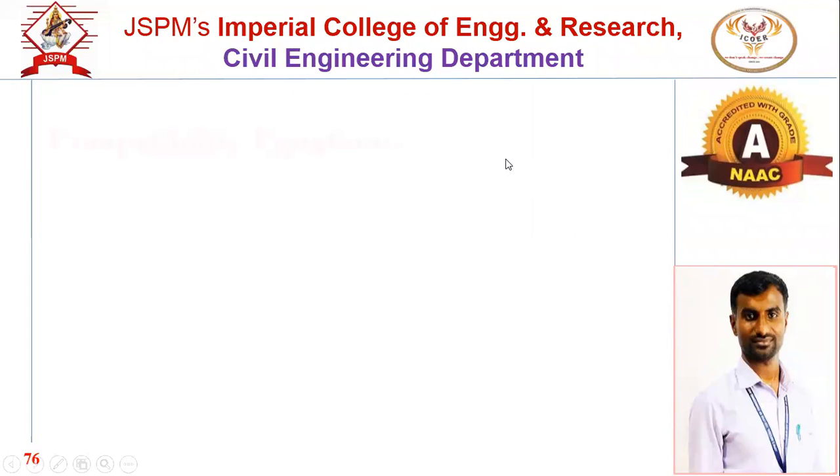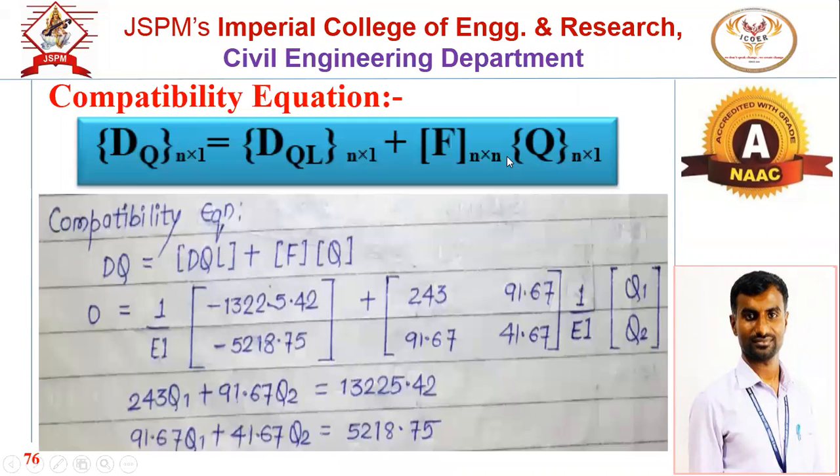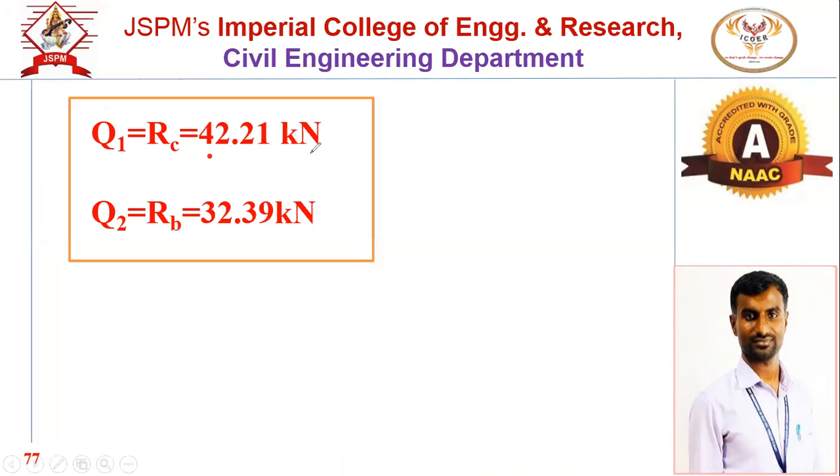So simplify the compatibility equation. Put all the corresponding values. You will get two equations, two unknowns. If you solve these two equations on the calculator, what we get are the redundants Q1 and Q2. Once you get Q1 and Q2, those are the redundant reaction RC and redundant reaction RB. So these are the reactions using the flexibility method.